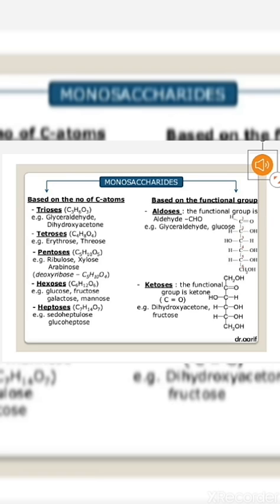On the basis of functional group also, these monosaccharides can be classified as aldose and ketose. If there is an aldehyde group with polyhydroxy groups, then they are called aldose sugars. And if there is a ketone with hydroxyl groups, then they are called ketose sugars.